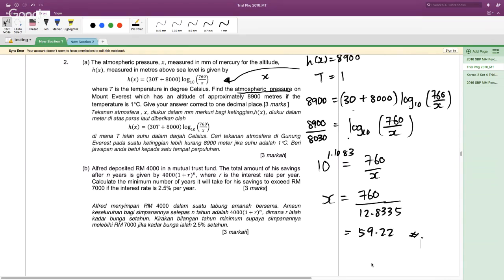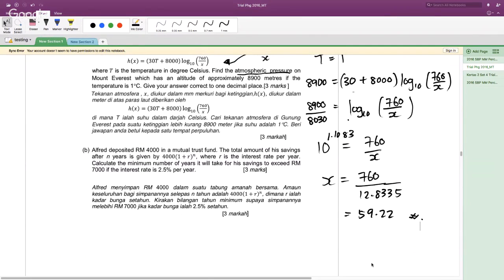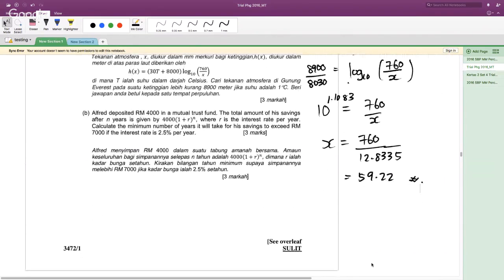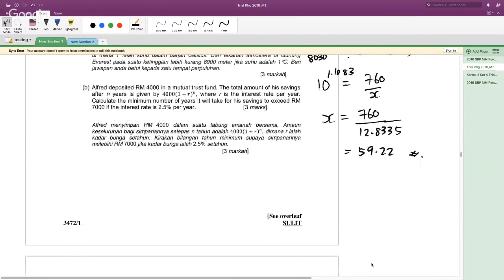Okay, so for B, Alfred deposits 4,000 in a mutual trust fund. The total amount of his savings after n years is given by this formula, where R is the interest per year. Calculate the minimum number of years taken for his savings to exceed 7,000.